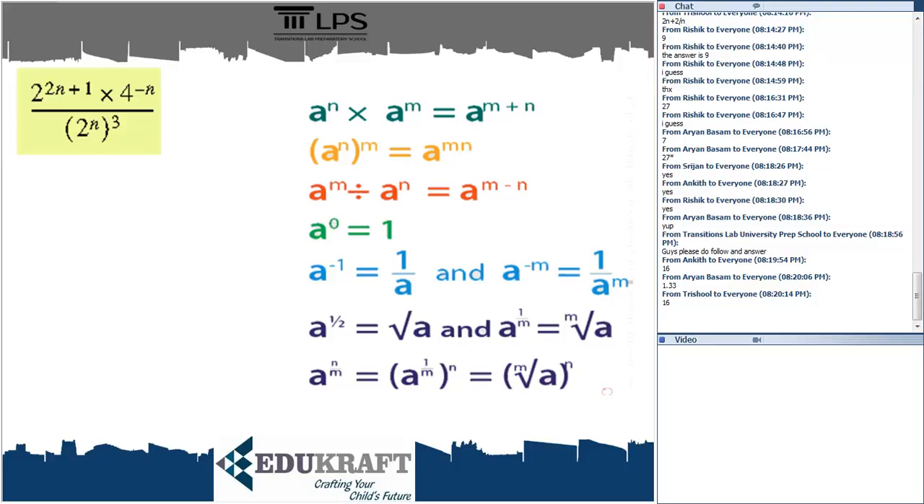Come on, others, please participate. Aniket, Aryan, Trishul have already answered the question. I'm waiting for others to participate. Come on, Rishik. Rishik, Shrijan.